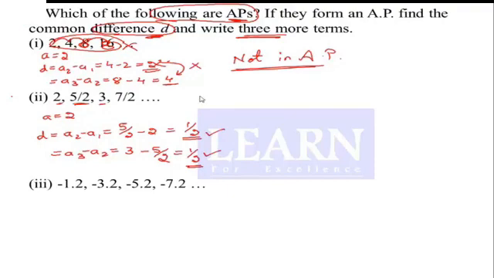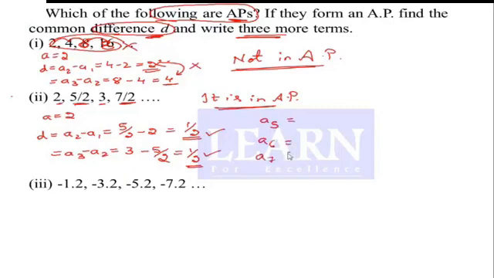Now look at the difference. Both the differences are same. It means the given sequence is in AP. Now if it is in AP, we need to find 3 more terms, right? Here they have given A1, A2, A3 and A4. And we need to look for A5, A6 and A7.